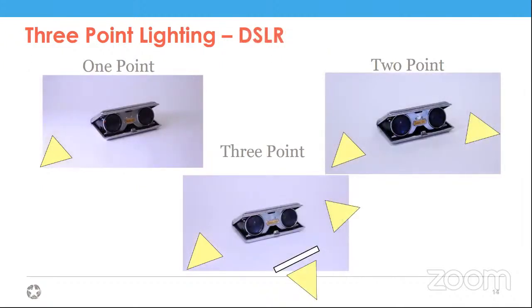This is the same setup, but with a DSLR. So same deal over here. One light is just kind of dark, two, better. Then I brought in three with a diffuser, and it really just made the metal shine, but not glare. It just looks a lot better, in my opinion, than the 1 or 2 point setup.